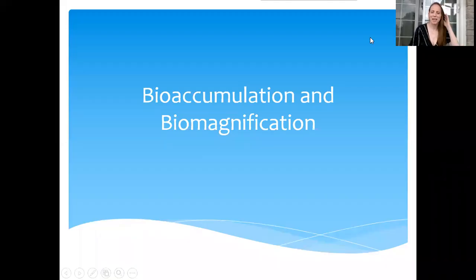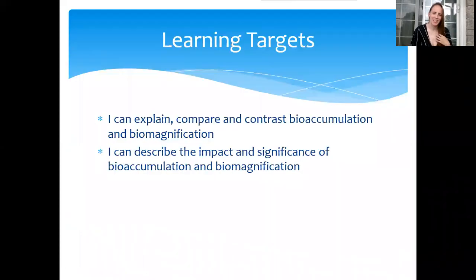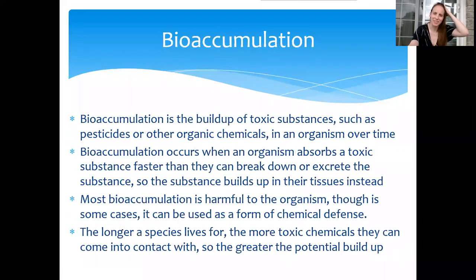So like I said, this is bioaccumulation and biomagnification. We're going to be going over what the difference between those are and what kind of impacts they have on different ecosystems. So bioaccumulation is the buildup of a toxic substance like a pesticide or different chemicals in an organism over time. Essentially, what happens is the organism is absorbing the toxins from the environment faster than its body can break down those toxins, and so the toxins build up in the tissues of the organism.